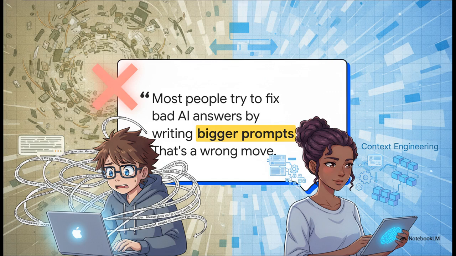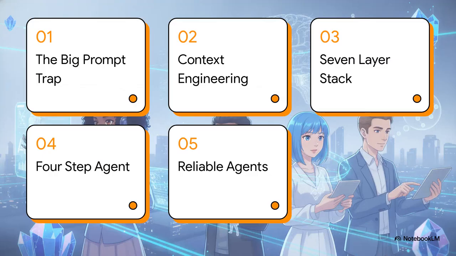If you've been padding your prompts like you're trying to hit a word count on a high school essay just to get a decent answer, you're falling into a really common trap. The industry is actively shifting away from chasing the elusive perfect prompt, and today we're going to dig into the new discipline that's replacing it. Here's our roadmap for today. We'll start with the big prompt trap, then define what context engineering actually is, break down the 7-layer context stack, walk through a 4-step agent framework, and finish up with curating for reliable agents.